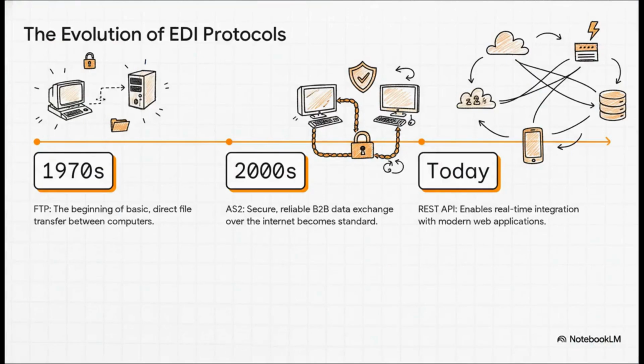The history of these protocols really tells a story of progress. It's this journey from really basic, totally insecure file transfers back in the 70s with FTP to the rise of super secure, reliable internet protocols like AS2 in the 2000s, all the way to today where we're talking about real-time integration with web apps using things like REST APIs. Every step forward brought more security, more reliability, and tighter integration.